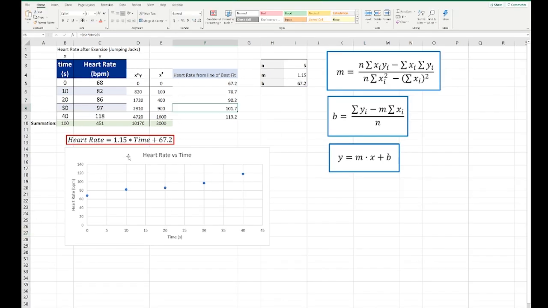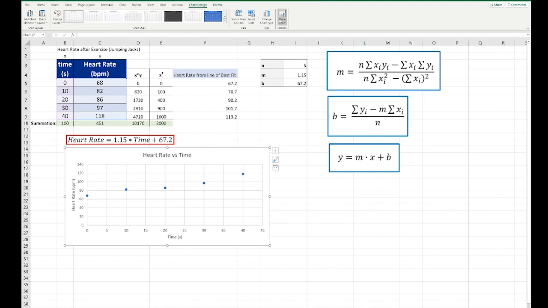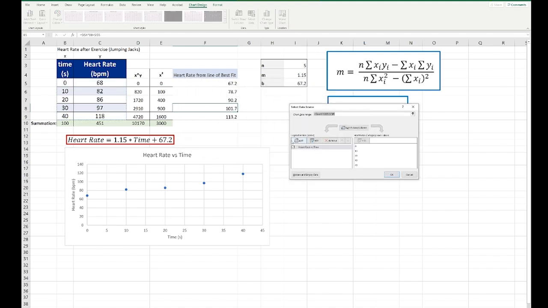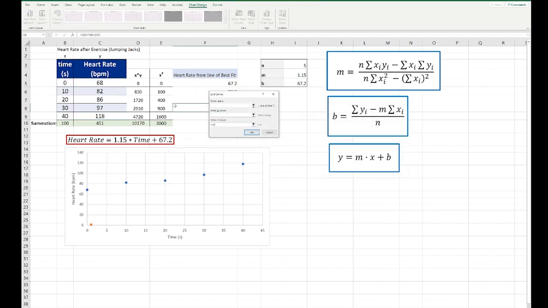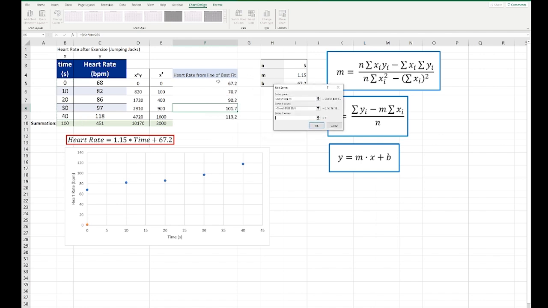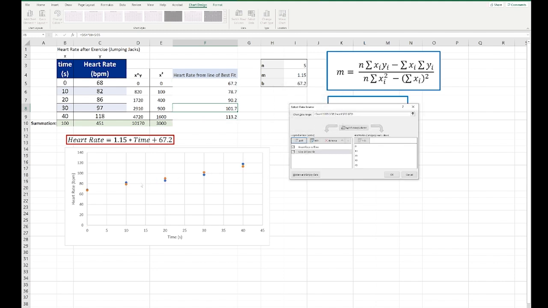Now I can go back in, click on chart design, click select data. I'm going to add a new term here. This series is going to be the line of best fit. I'll title it that. My X values are again just the same X values as I've used before, but my Y values are now the Y values that I calculated using my line of best fit. I'm going to click OK, and I can see that those values have populated on my graph.